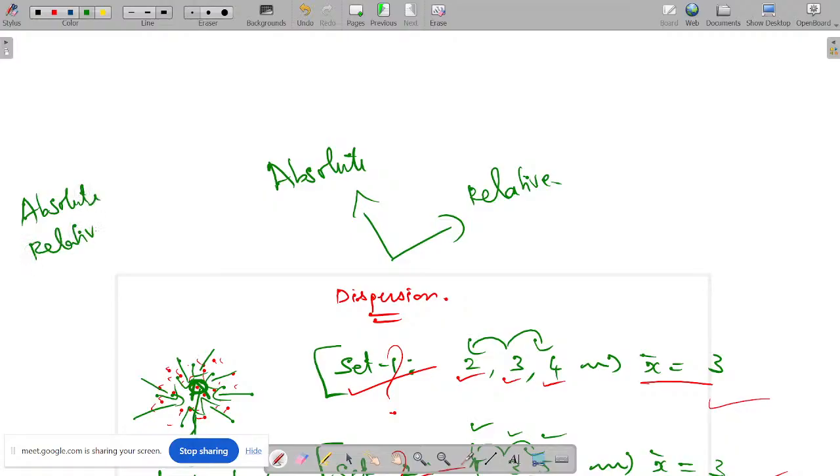Absolute means the exact value. Okay. Relative means compared value. For example, you have secured 90 marks in your exam. That is good or bad? 90 marks, good or bad?